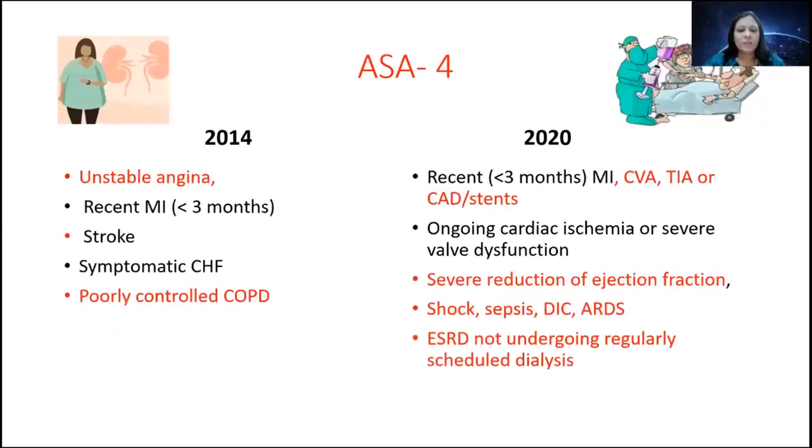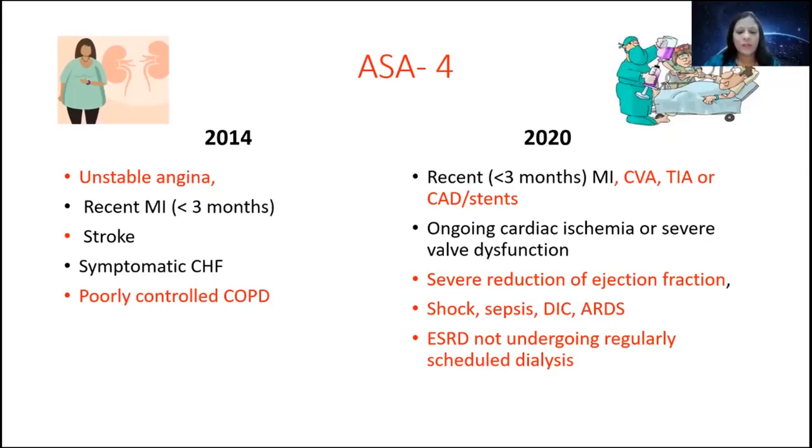But now certain examples have further been added, like in 2020, recent MI less than 3 months and also CVA, TIA or CAD or stenting are ASA4, whereas 2014 only mentions unstable angina or recent MI less than 3 months. No mention was made about CVA attacks or transient ischemic attacks or CAD or stenting. Also, symptomatic CHF has been included under ASA4 in 2014, but 2020 guidelines say that if there is severe reduction of ejection fraction, it is class 4.